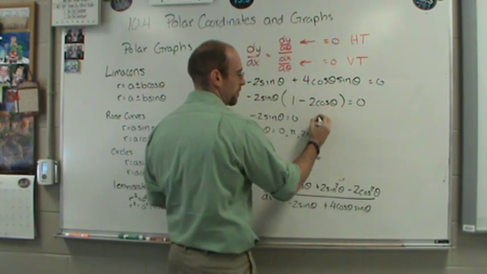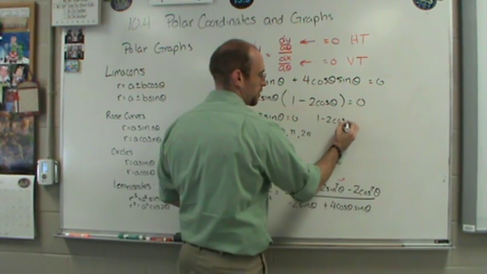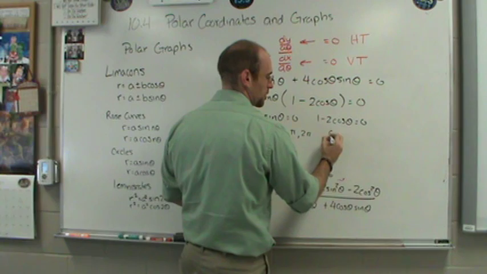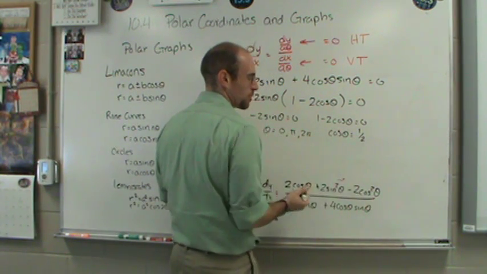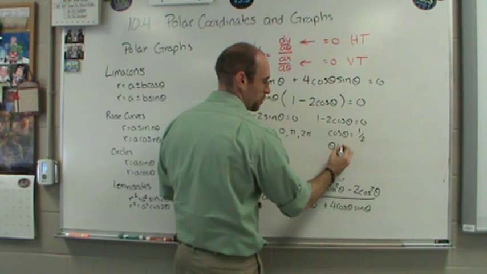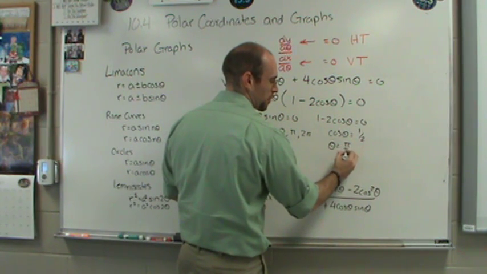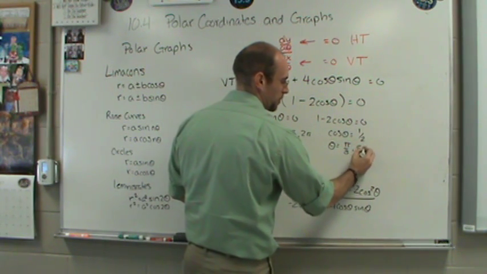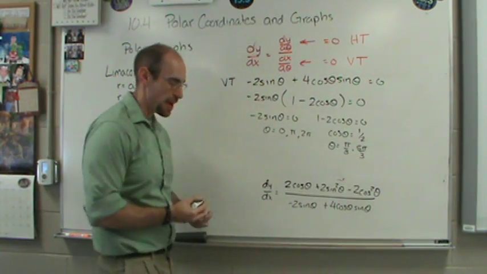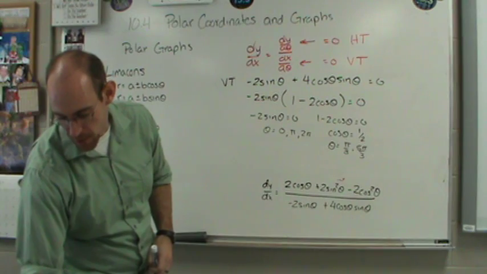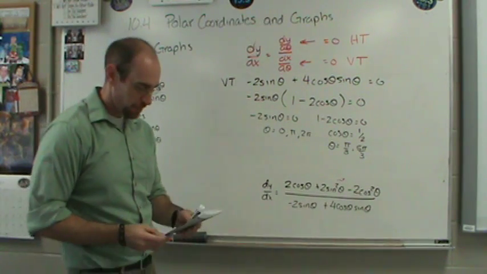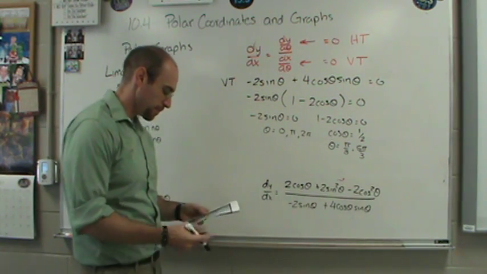And here we have 1 minus cosine theta equals 0. So cosine of theta equals 1 half. Well, where's cosine 1 half? Theta would be pi over 3 and 5 pi over 3. We usually work on that interval of 0 to 2 pi. All right, so those would be where our vertical tangents are.